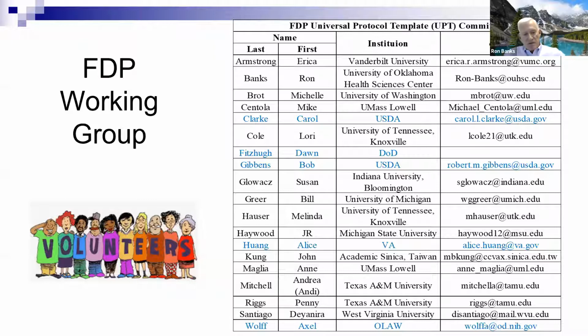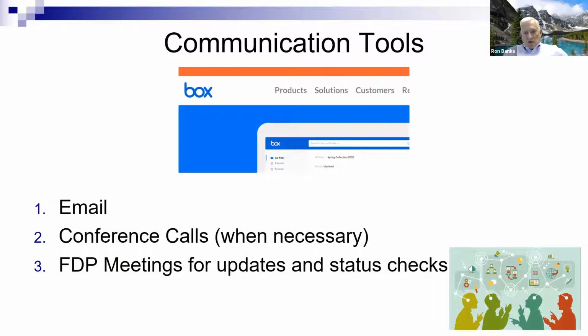Next slide. The means in which we performed the working group activities were, of course, by email, and then conference calls and Zoom meetings when necessary and as necessary to discuss components or particular aspects of the developing document. And then to meet with FDP for meetings when that was able, updates in the project, status checks, and occasional questions as well. Next slide, please.